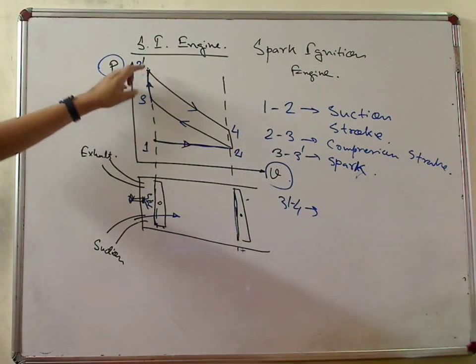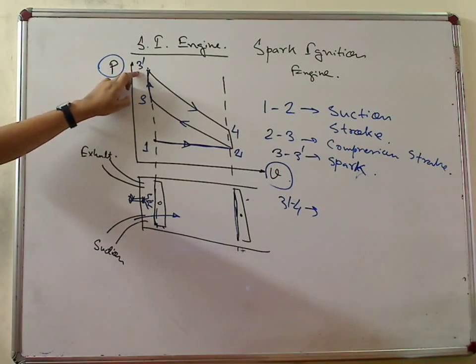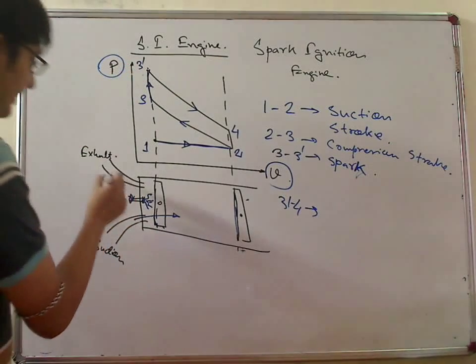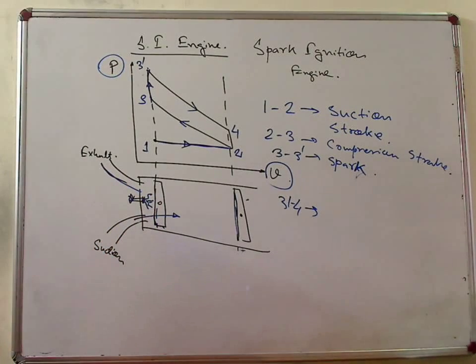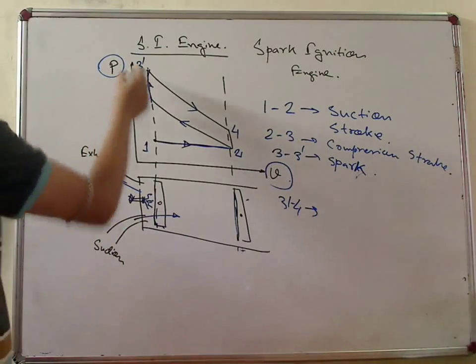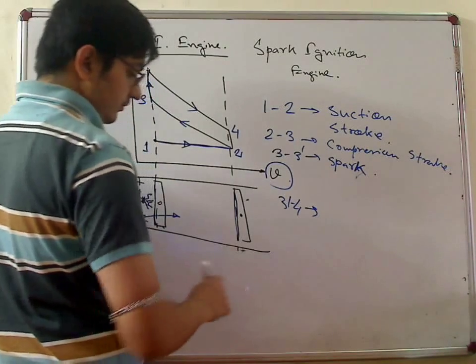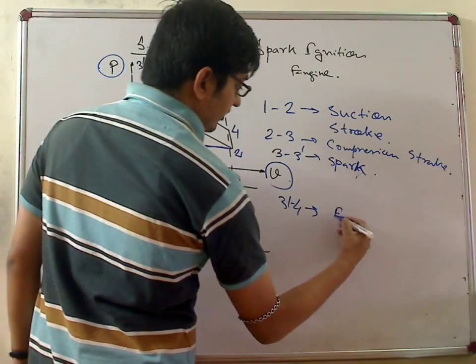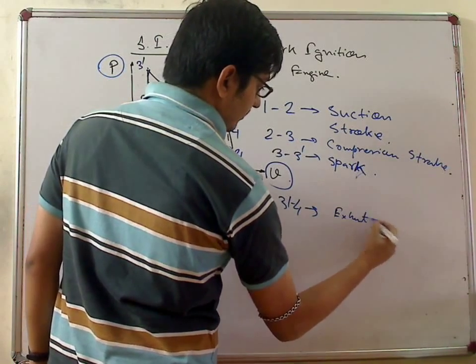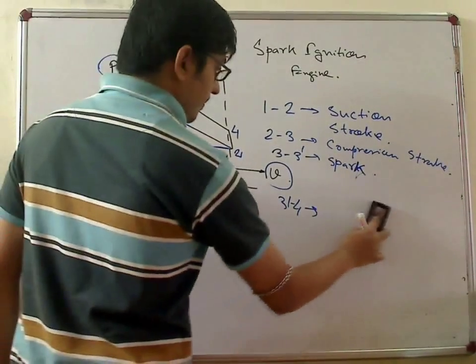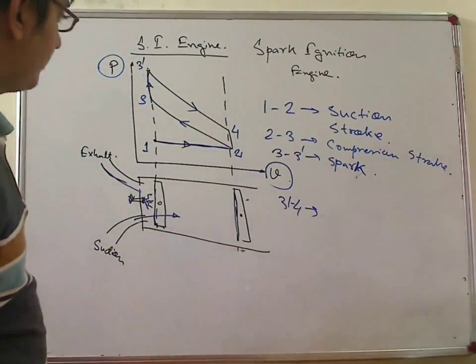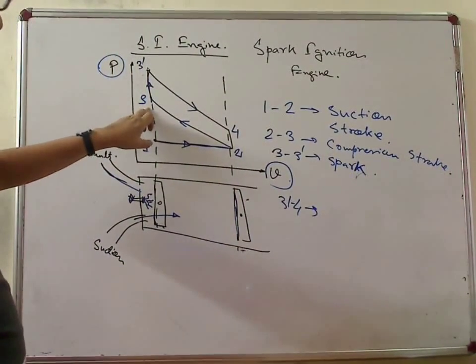Now my combustion products are in this position, and these are burnt gases. They have no energy content. So we need to throw this to the atmosphere, outside the system. So this 3 to 4 is the exhaust. Sorry, not 3 to 4. 3 to 4 is the power stroke. Just let me repeat. Sorry for the mistake.